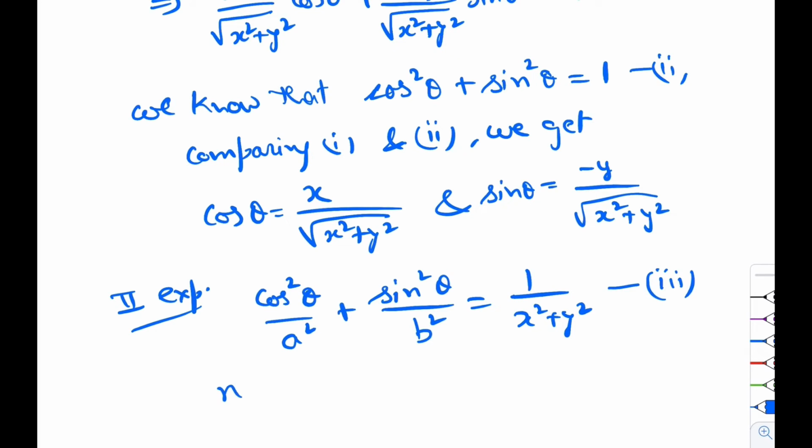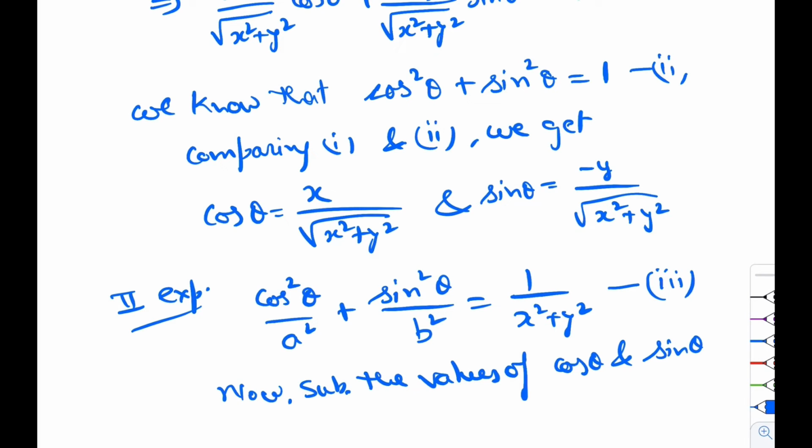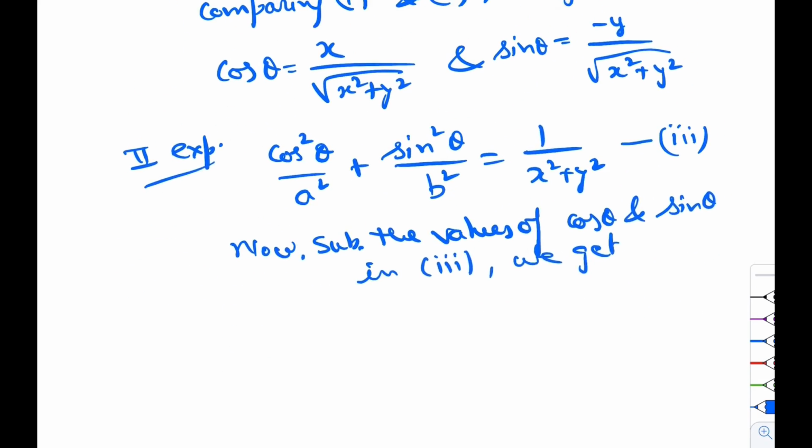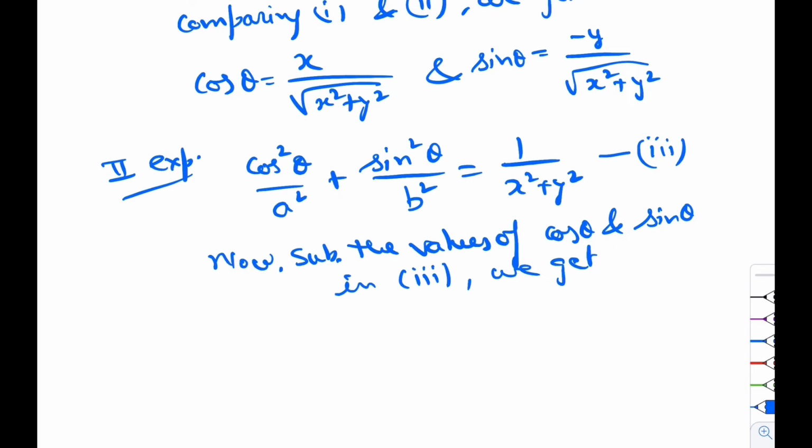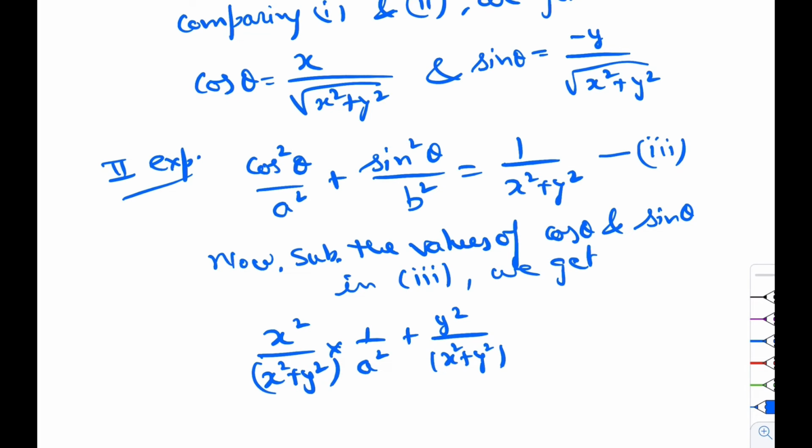Now substitute the values of cos theta and sin theta in equation number 3. We get x square upon x square plus y square into 1 by a square plus y square upon x square plus y square into 1 by b square equal to 1 upon x square plus y square.